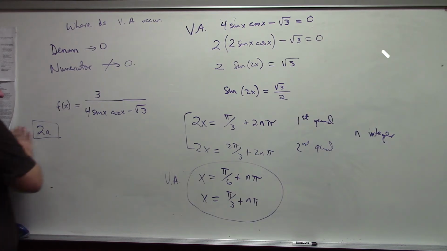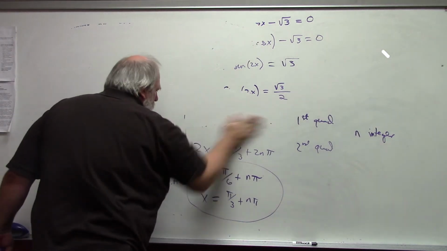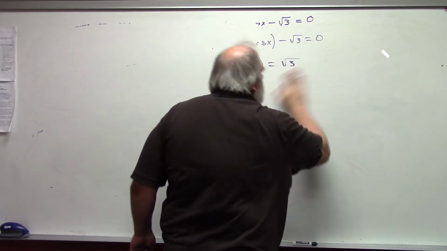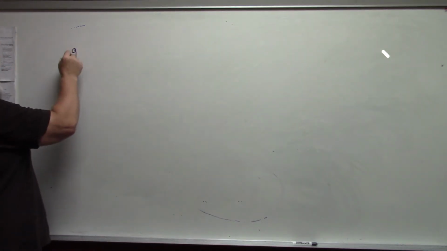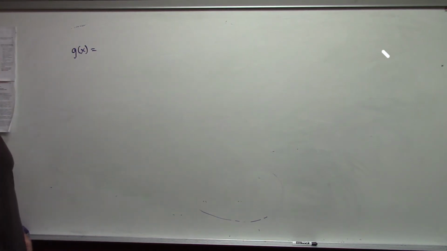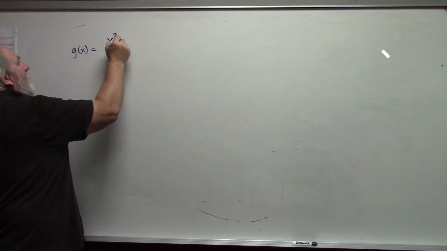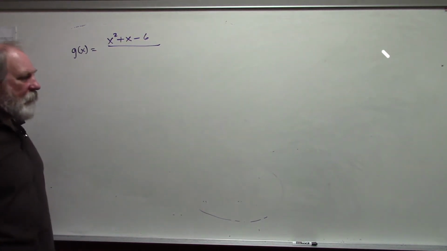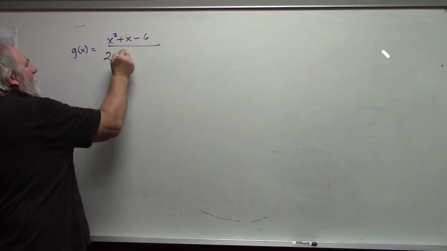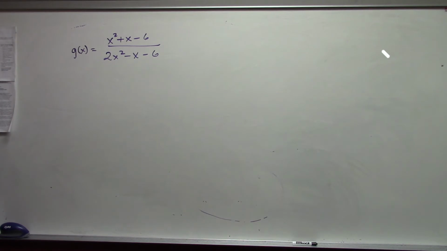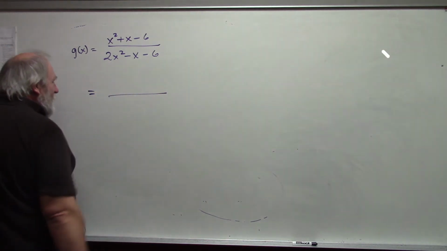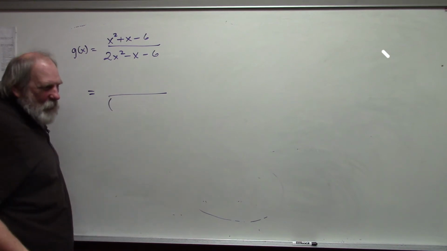My last example is going to be g of x is equal to x squared plus x minus 6 over 2x squared minus x minus 6. Again, I need my denominator approaching 0, my numerator not. So, in order to determine where the denominator approaches 0, the first thing I will do is factor my denominator. Generally, we need to know where it's equal to 0.